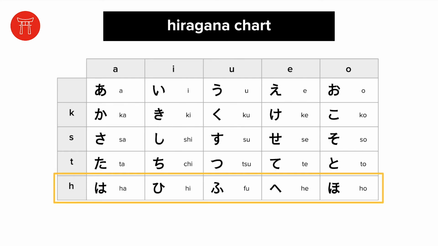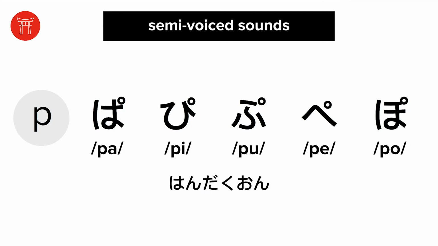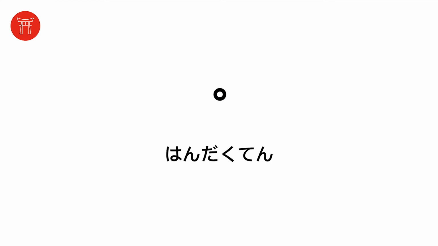Now, only for this row of ha, hi, fu, he, ho, we can add a tiny circle instead of a dakuten, like so. It signals that the H sound has turned into a P sound. So, now, ha, hi, fu, he, ho becomes pa, pi, pu, pe, po. This sound is called handakuon, or semi-voiced sound in Japanese. The tiny circle is called handakuten.